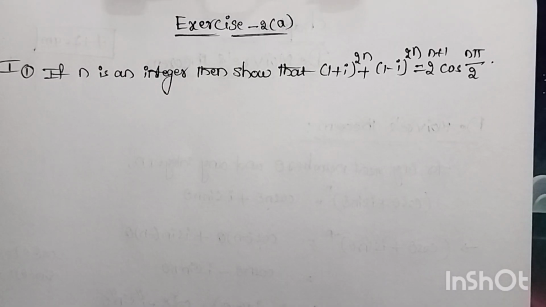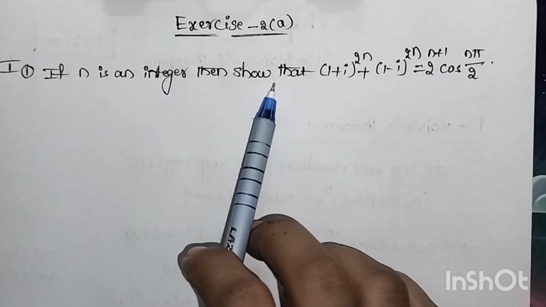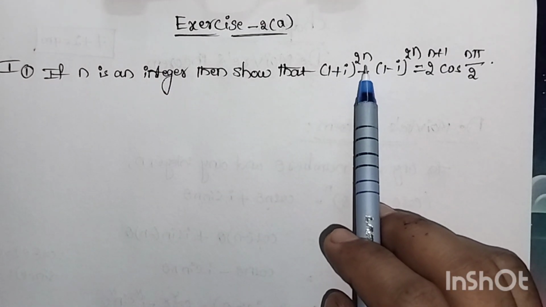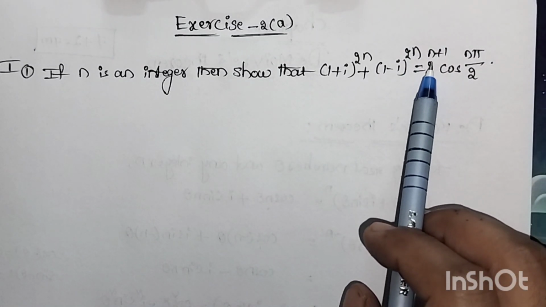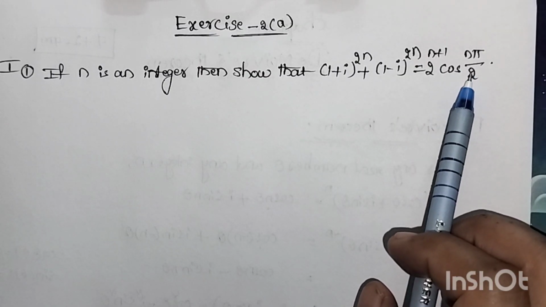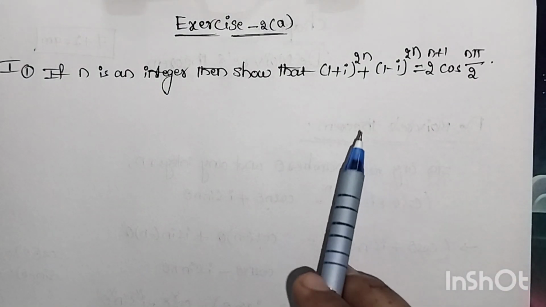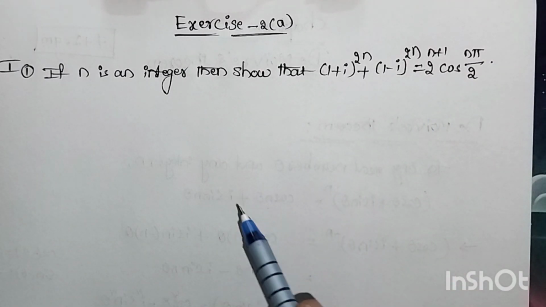Exercise 2a, first bit, first problem. If n is an integer, then show that (1 plus i) whole to the power 2n plus (1 minus i) whole to the power 2n is equal to 2 power (n plus 1) into cos (n pi by 2). So we have to prove LHS is equal to RHS. Solution.